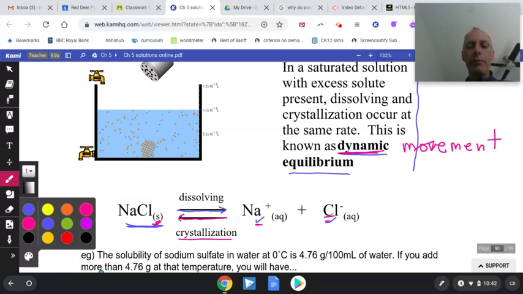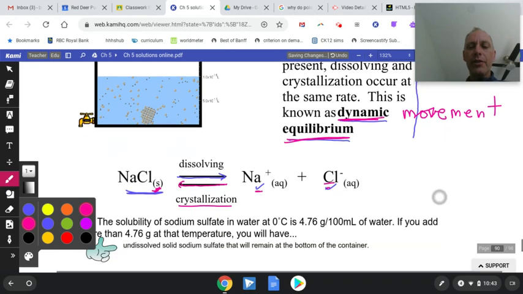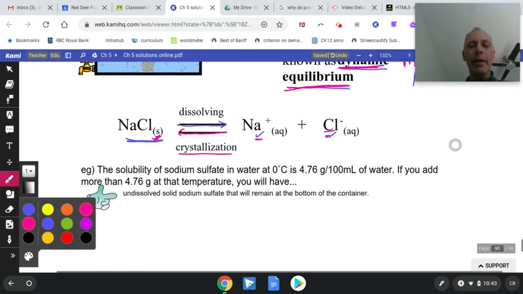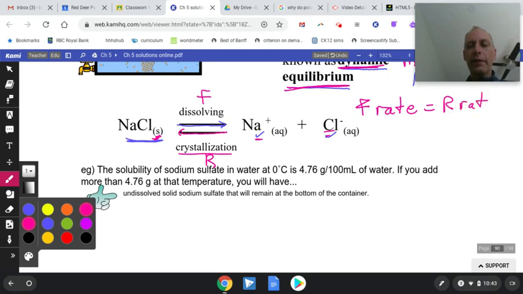Okay, dynamic means movement. Equilibrium means that the forward rate equals the reverse rate. The change is happening at the same rate. Equilibrium, equal rates. Sometimes you'll see an F above that arrow for forward and an R below that one for reverse. So we can say that the forward rate equals the reverse rate of the dissolving and crystallizing.